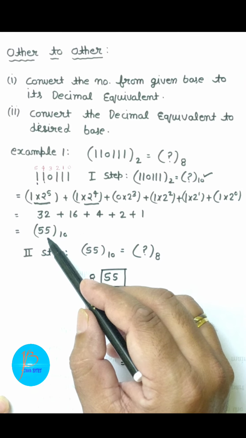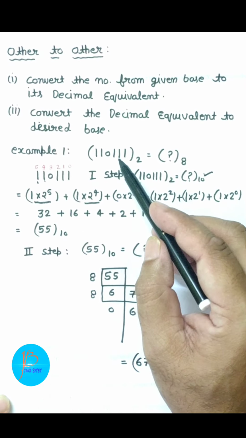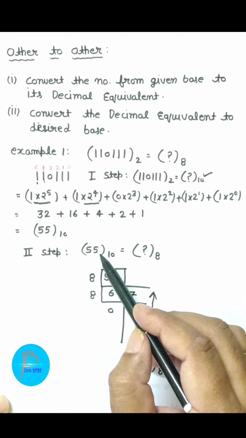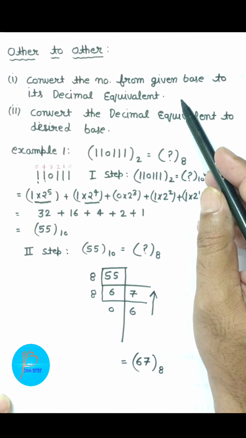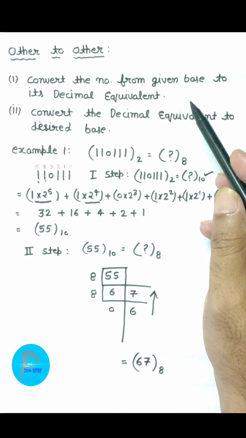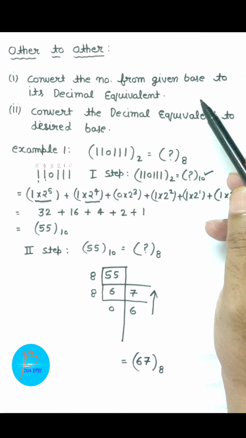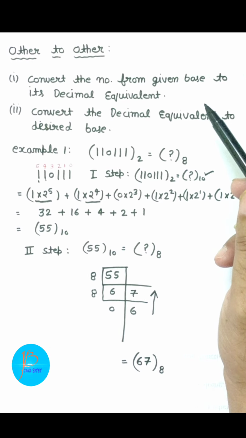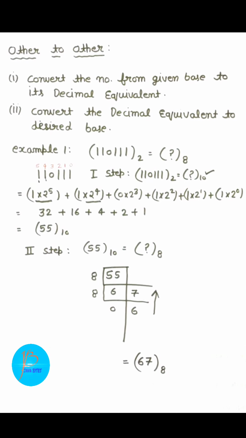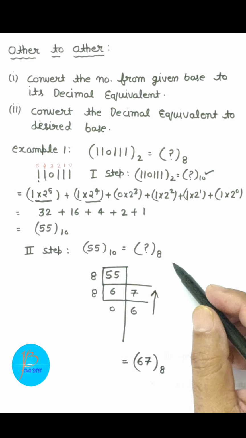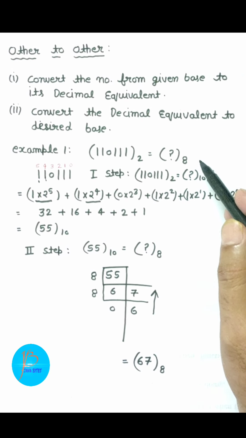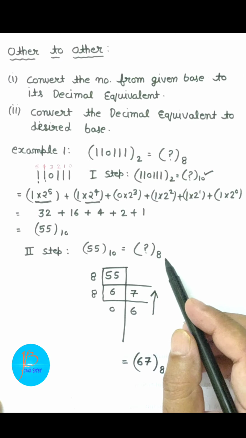Finally you will get the answer 55. Children, what it means is that the binary number 110111 is equal to 55 on the base 10. Okay children, so your first step is over. You converted the binary number to its decimal equivalent, and now the second step starts. In this, you have to convert the result of the first step, 55, from base 10 to the desired base, और हमें जिसमें convert करना है, जो desired base है that is 8. ठीक है, तो अब आपको 55 को 8 के बेस पे कन्वर्ट करना है.